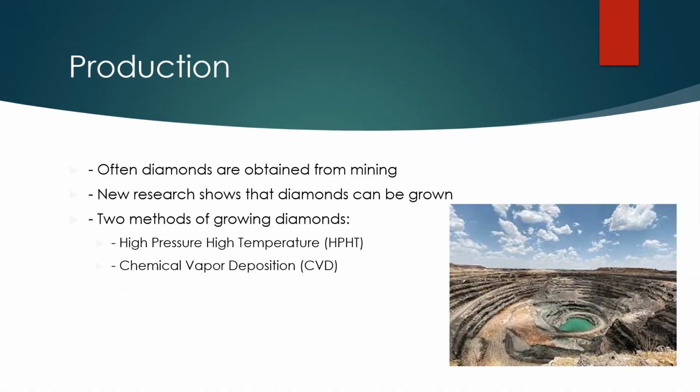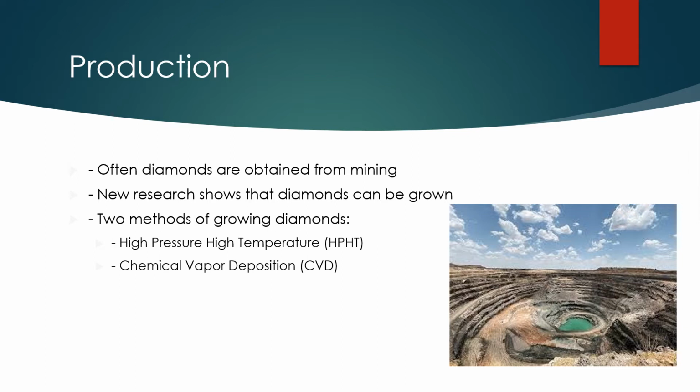So often diamonds are found in the earth through processes of mining, just like many other gems and minerals and metals and all sorts of stuff like that. And as you can see in the picture on the right, it creates a big hole and it's strip mined to try and find diamonds. However, there is new research that shows that diamonds can be grown in a lab setting, which is very interesting.